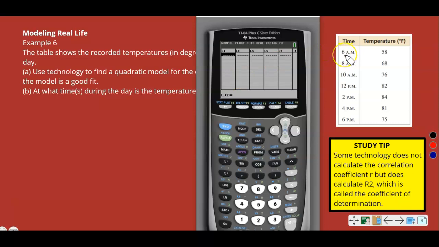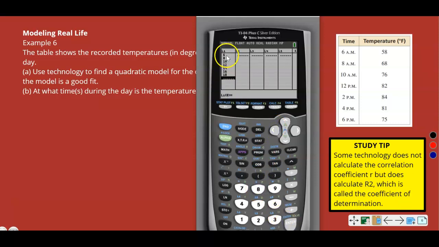We're going to enter our time as everything after 12 midnight. So 6 would be 6, and then we've got 8, we've got 10, we've got 12 noon is 12 hours after midnight, and then 2 p.m. So instead of putting 2, we need to put 14 because this is 14 hours after midnight. And then 4 p.m. would be 16 hours after midnight, and 6 p.m. would be 18 hours after midnight.